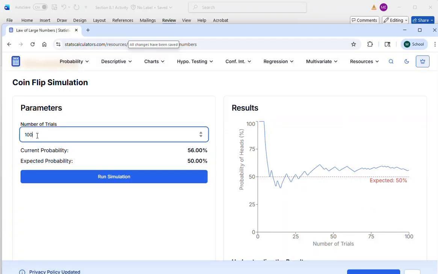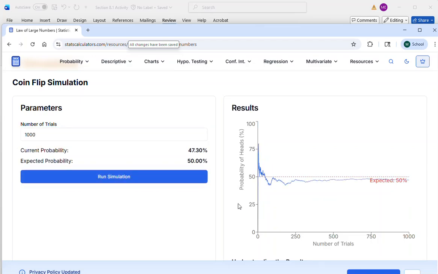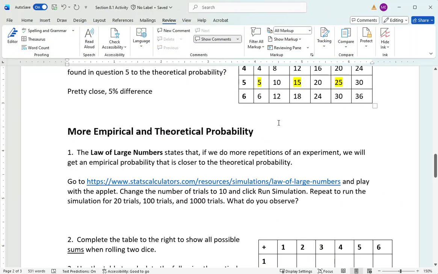So lastly, I'm going to do the 1000. Click Run Simulation again. So now I can see that I have a lot of jumps at the beginning. It's going up and down, but as I increase out past 500, it's really leveling off right here. It's still not 50%, it's a little bit below 50%, but it's much more level than it is at the beginning. So that's the idea of the law of large numbers. As I increase the number of trials, I'm more likely to get a number that's closer to that 50%.